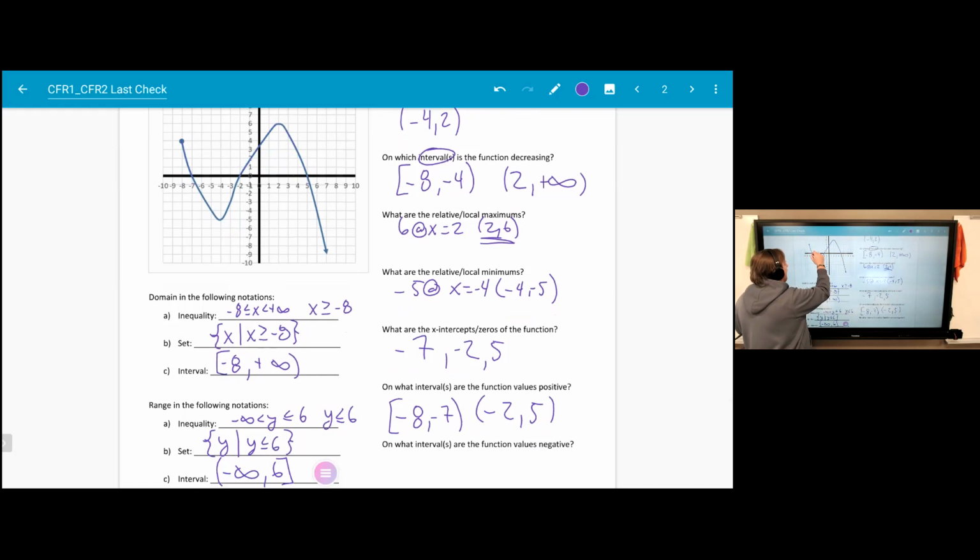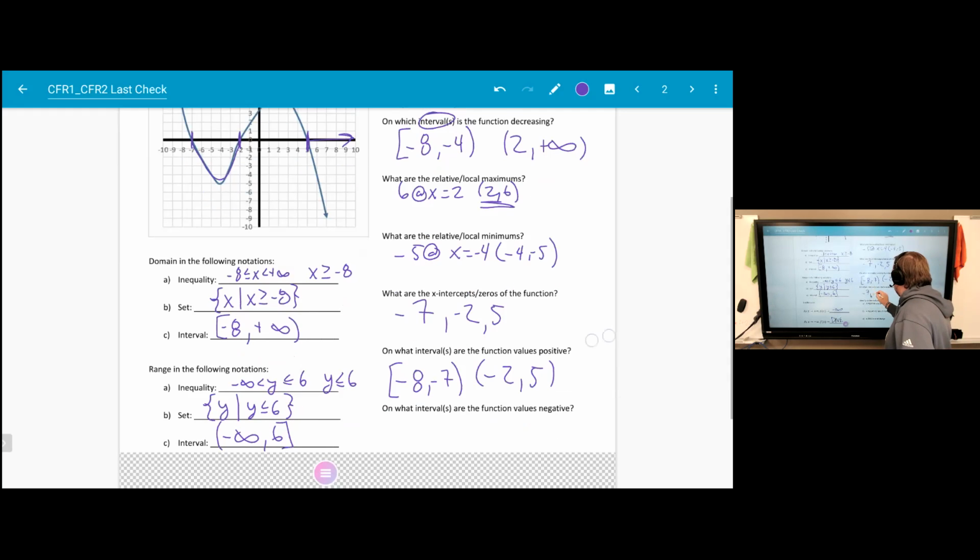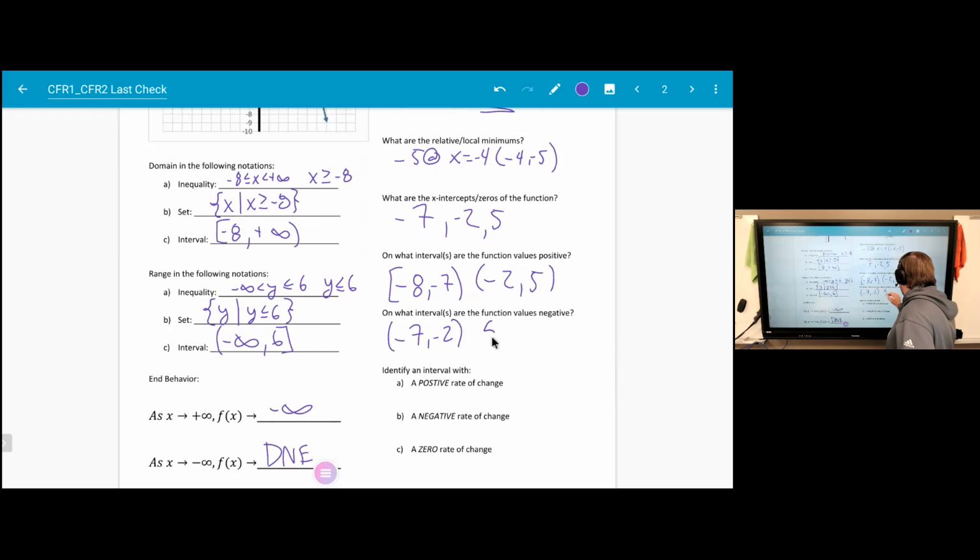And where is it negative? Well, it's below 0 from here to here. Well, down through there. So from here to here, and also from here on. So from -7 to -2, and from 5 to positive infinity.